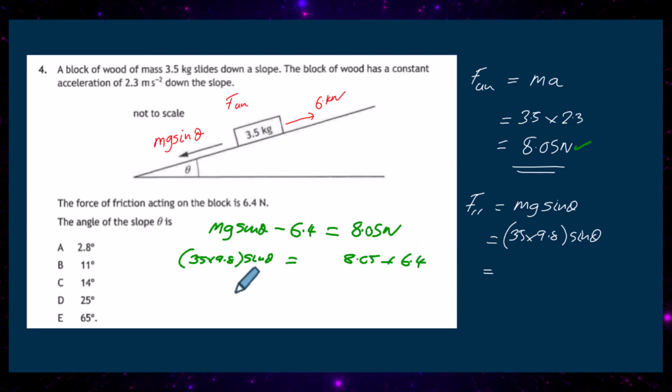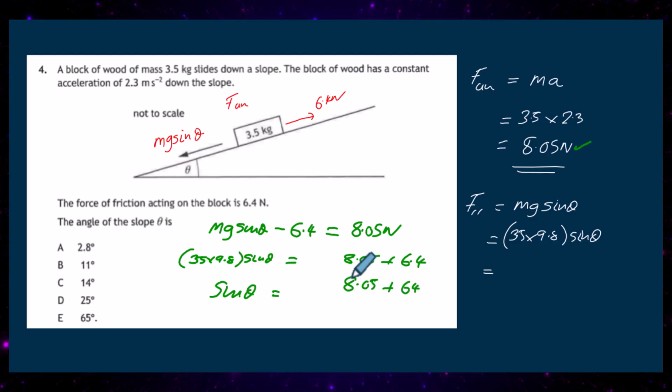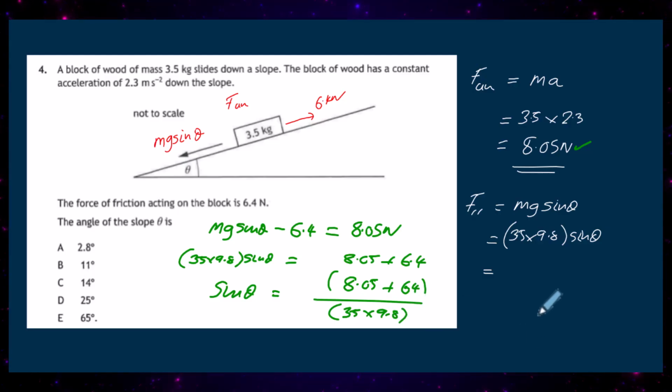And therefore we have that sine theta rearranged is going to give you 8.05 plus the 6.4. You can put that in your bracket, 6.4, put a decimal point there, divided by 35 times 9.8, which is a value of 35.98 to work out as well. Now we go and work that out, then we get a value of sine theta. It's going to be the following value in your calculators.